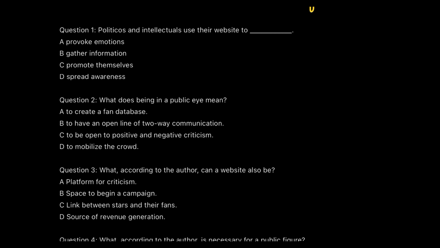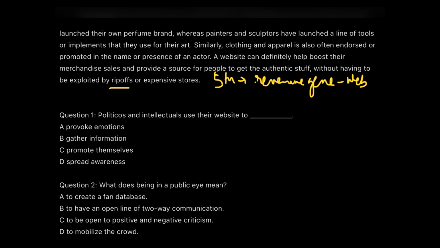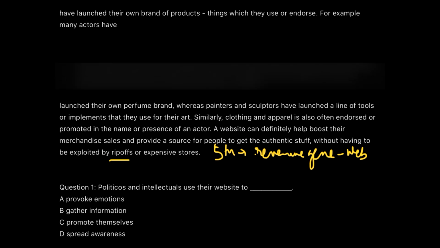Okay, so question number 1 says politicos and intellectuals use their websites. Politicos is a term for politicians only, right? It's not a spelling error. So politicos and intellectuals use their website to do what? Direct question. Can anyone tell me in the comment section in which paragraph the politician related thing was present? This is where your notes will help you, if you have written notes like I was writing at the bottom of the screen, on the piece of paper you would get.